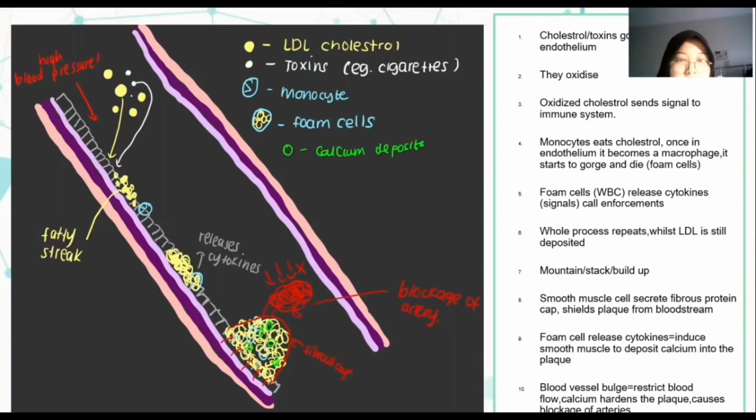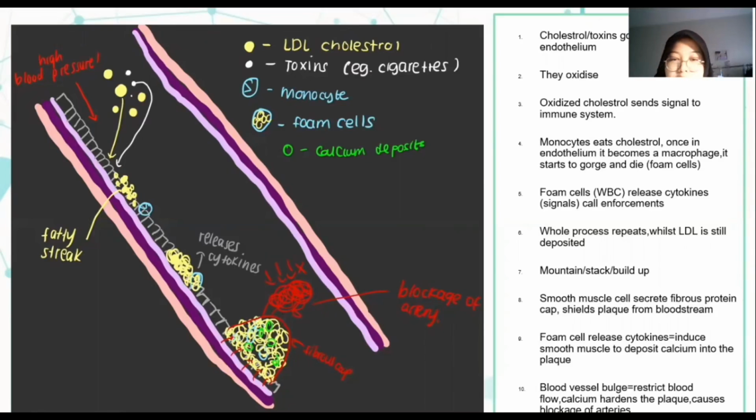Eventually, the macrophage itself starts to gorge and die and become foam cells. Remember that these foam cells are white blood cells. They release cytokines, which are signals that call for reinforcements. This whole process repeats while LDL is still being deposited. Then the smooth muscle cell secretes a fibrous protein cap, which shields the plaque from the bloodstream because it doesn't want the plaque to mix in with the bloodstream. The foam cells release cytokines, which induce the smooth muscle cells to deposit calcium into the plaque, making it harder.